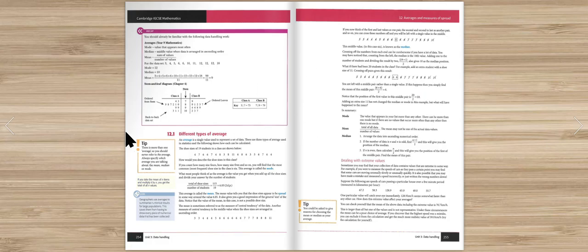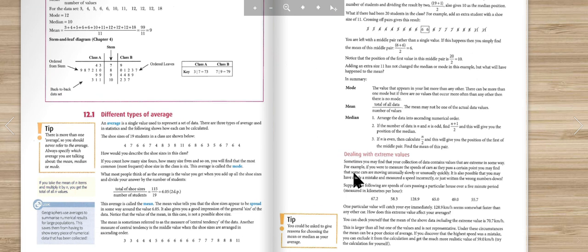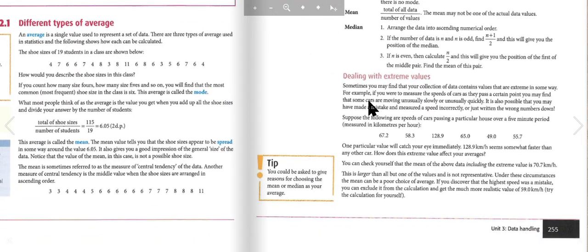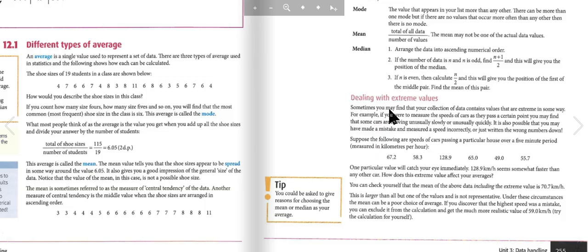Hello everybody again. So today we're going to be dealing with extreme values. Let's start. Sometimes you may find that your collection of data contains values that are extreme in some way. For example, if you were to measure the speeds of cars as they pass a certain point, you may find that some cars are moving unusually slowly or unusually quickly.